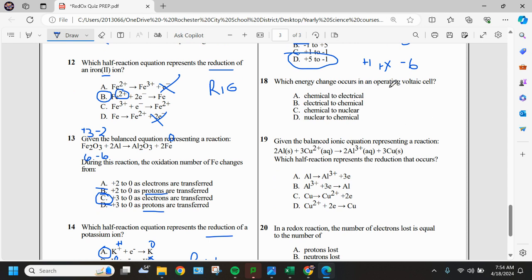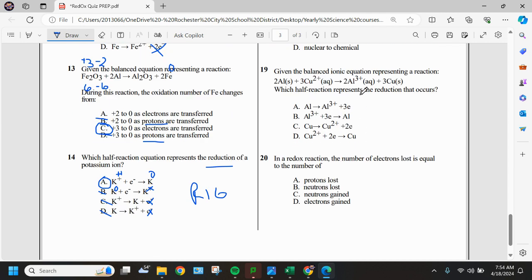Which energy change occurs in a voltaic cell? Voltaic cell is a chemical energy to electrical energy. Chemical to electrical. Here we go. 19. Which half reaction represents reduction? Man, I got a lot of reductions on this thing. Rig. Reduction is gaining. Gaining electrons is not here. That's losing. This is losing. So we're cutting off A and C.